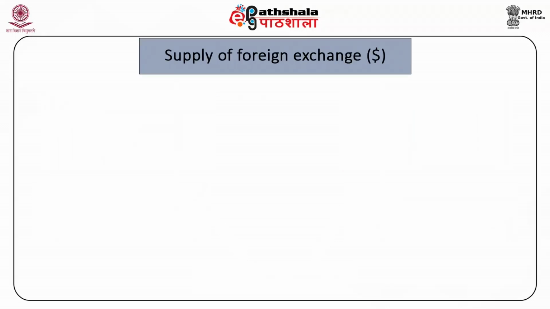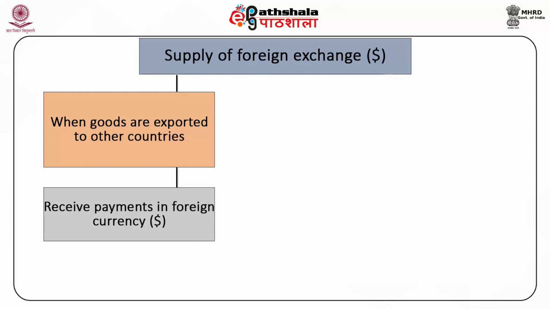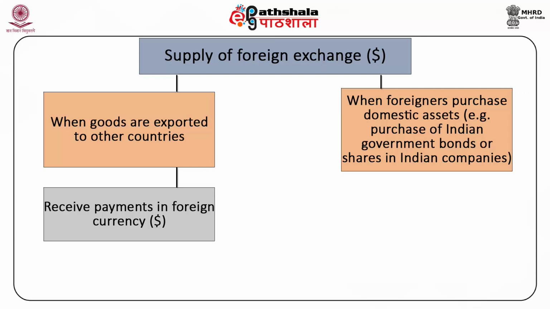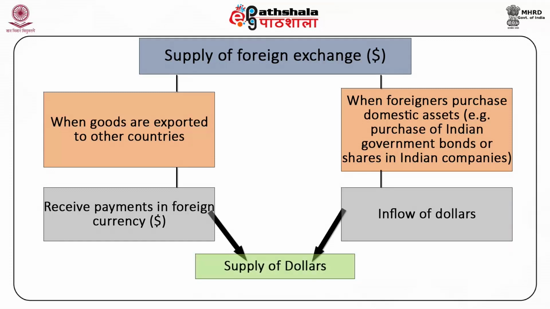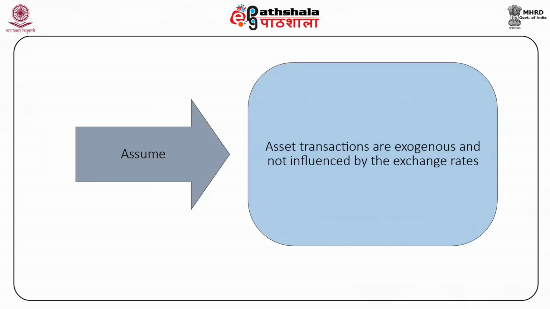The supply of foreign exchange, dollars, is represented by the supply curve S. The supply of foreign exchange, dollars, results from the following transactions. When goods are exported to other countries, exporters receive payments in foreign currency, dollars, resulting in an increase in supply of dollars. When foreigners purchase domestic assets, for example, purchase of Indian government bonds or shares in Indian companies, there is an inflow of dollars or increase in supply of dollars. For simplicity, we assume that the asset transactions are exogenous and not influenced by the exchange rates.